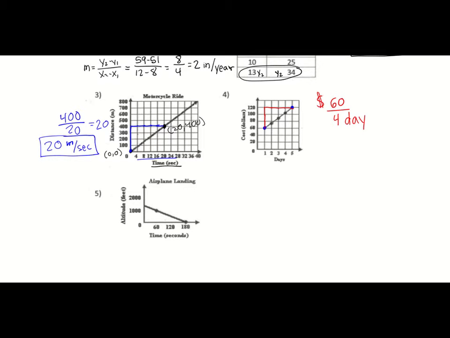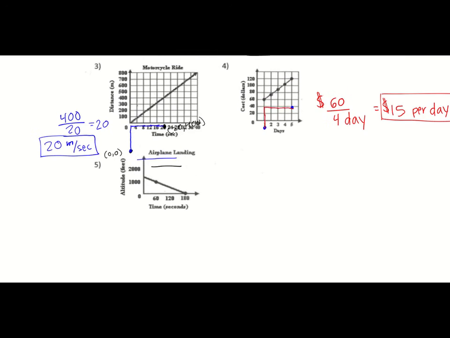So if I simplify that, 60 divided by 4 gives me 15. So that means I have $15 per day. That is my slope, or my rate of change.